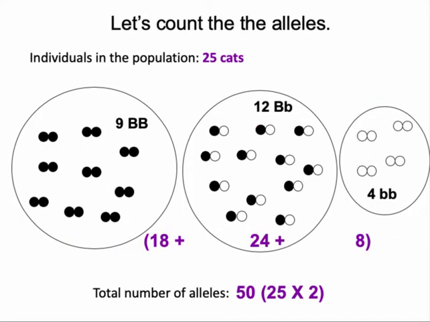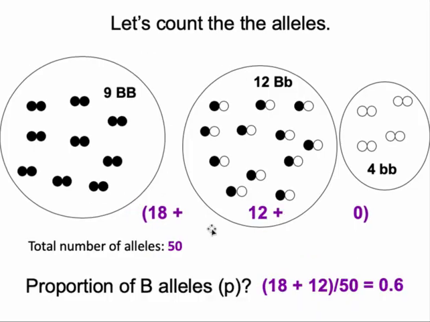We take the alleles from our population of cats and we group them by those that are homozygous dominant, that have two dominant alleles, those that are heterozygous, that have one dominant and one recessive allele, and those that are homozygous recessive, that have two recessive alleles. And we count how many alleles in total we have. Since we have 25 cats and each cat has two alleles, we have a total of 50 alleles in our population. Let's look at how many of those alleles are dominant.